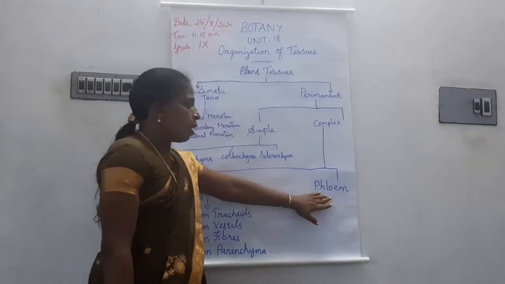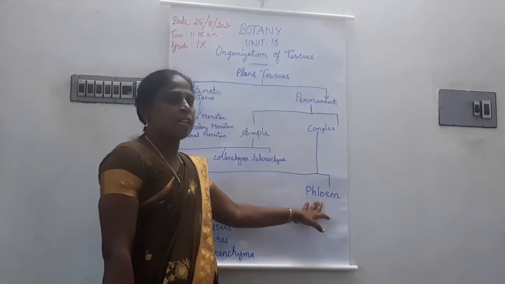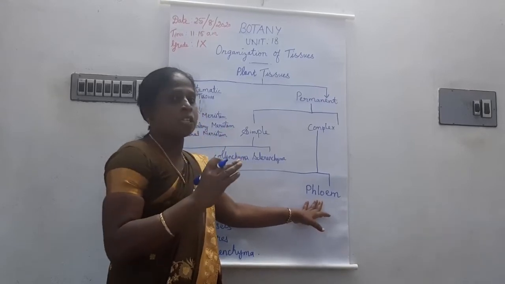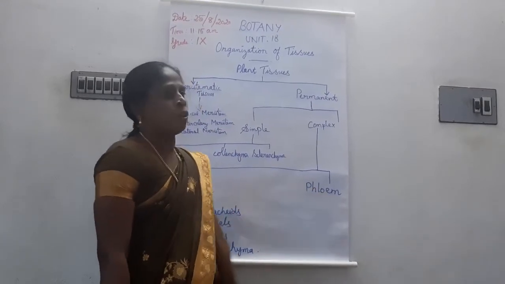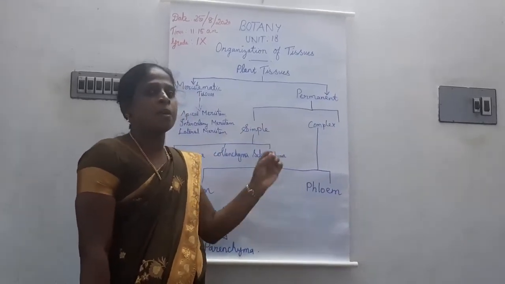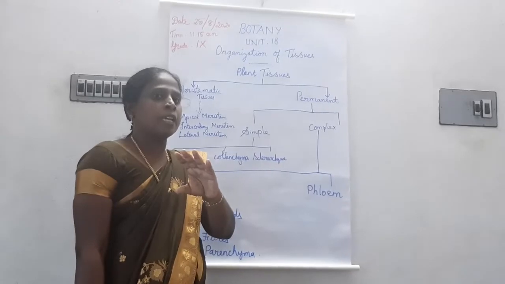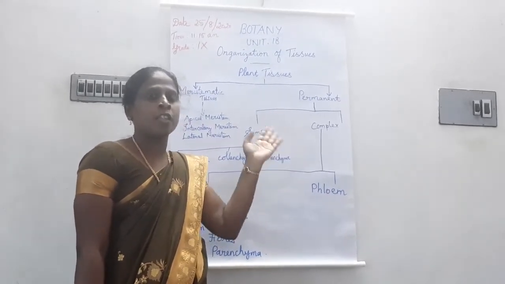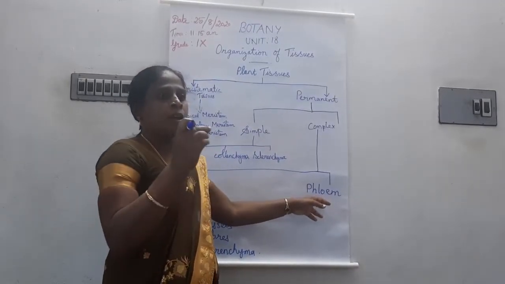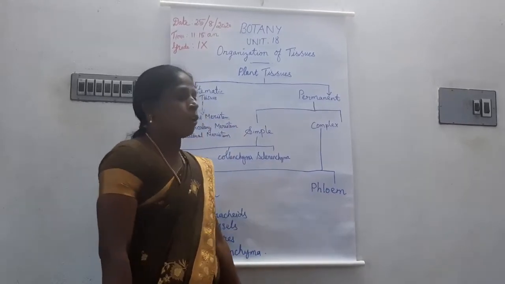The second one is phloem. Phloem is also a conductive tissue. It can conduct the food materials from the leaf to other parts of the plant body. That is, the translocation of food takes place through these phloem tissues. We all know that in plants, the leaves prepare food by the process of photosynthesis and store the food materials in these cells. These food materials can be transported from the leaf to other parts of the plant body through this phloem tissue. Wherever the food materials are necessary, they can be translocated through this phloem tissue.